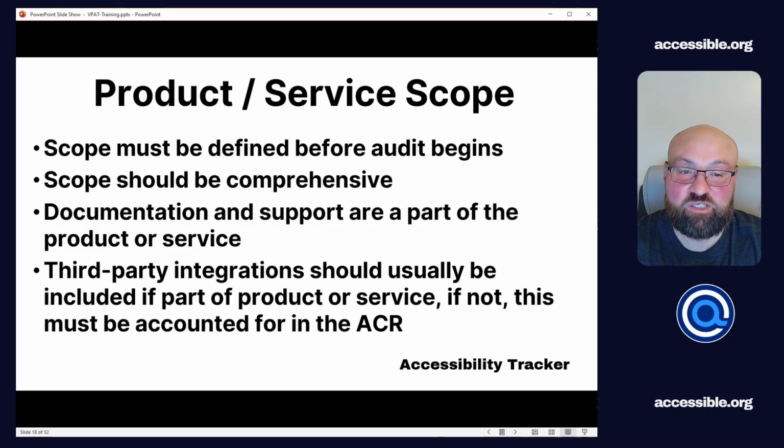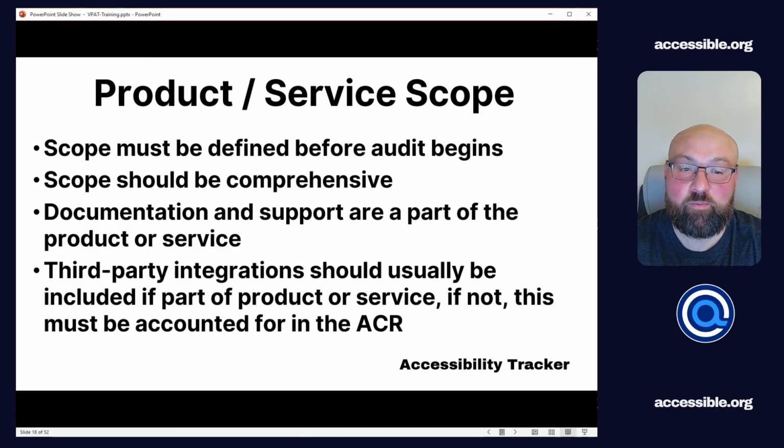Also, documentation and support are a part of your product or service. So think about instructions, think about tutorials on how to use the product or service, think about the support page where you can contact for help. All of that needs to be included as a part of your product or service.